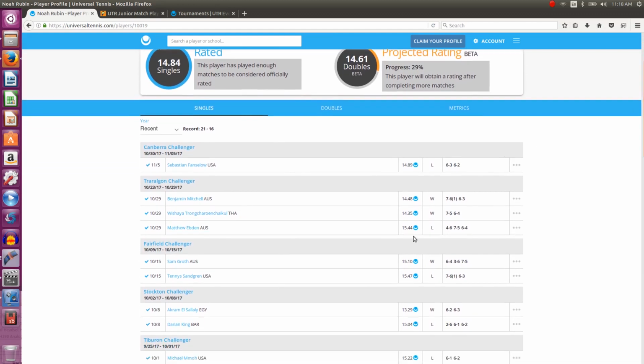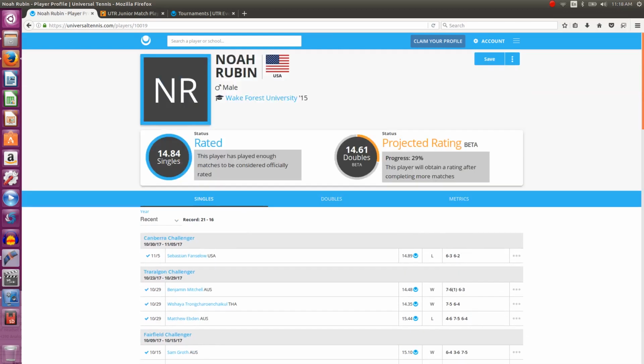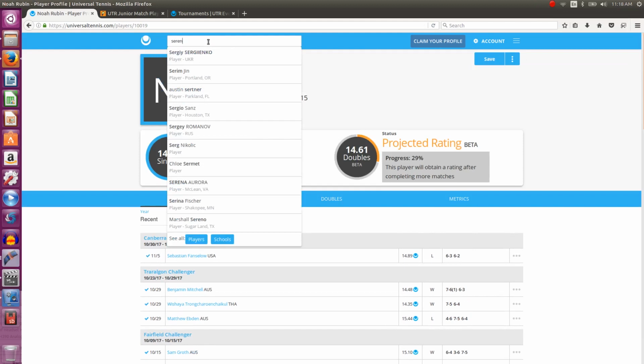So here's Matthew Ebden, he is a 15. Tennys Sandgren just cracked the top 100, so that's a good benchmark. If you want to be in the top 100 and actually make money on tour, then you probably need to be above a 15. So that gives you a very good benchmark. And again, pro players are in here as well on the women's tour.